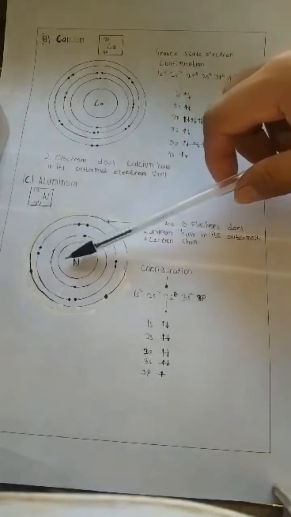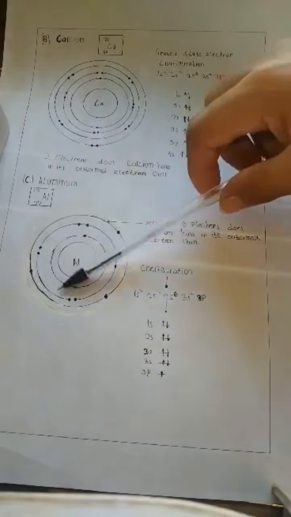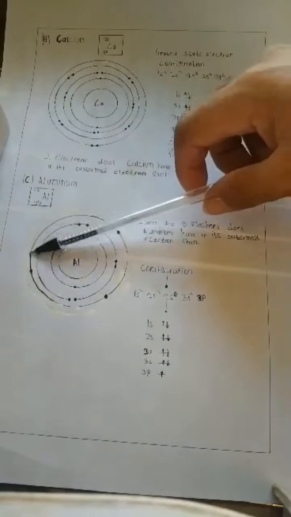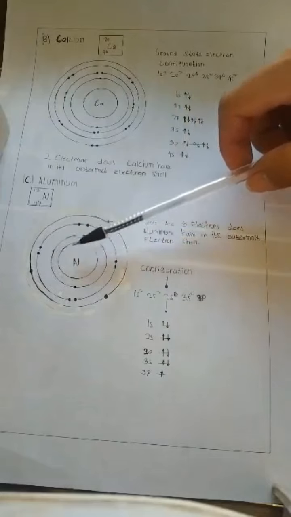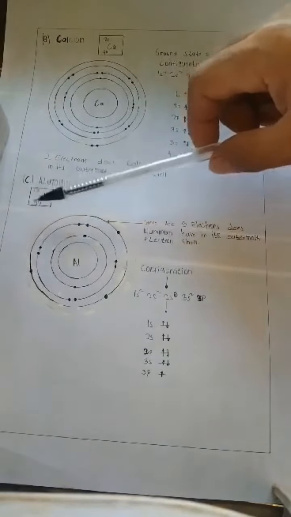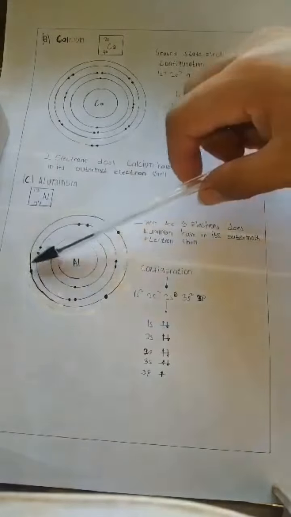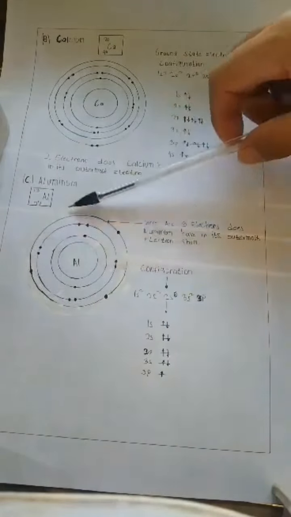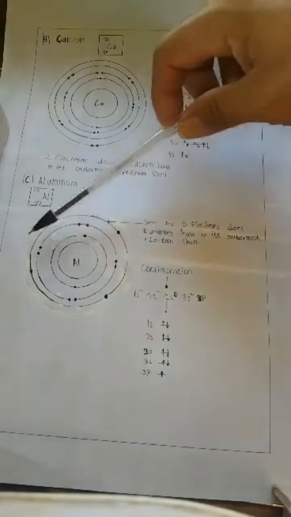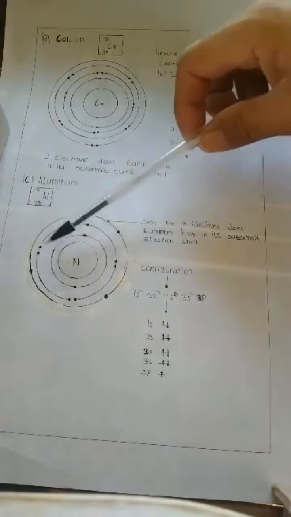So the second ring contains 8 electrons, then the first ring contains 2 electrons, right? So 2 plus 8 equals 10. And then you need to draw the third ring because your atomic number is 13. So the outermost shell contains 3 electrons. So there are 3 electrons that aluminum has in its outermost electron shell.